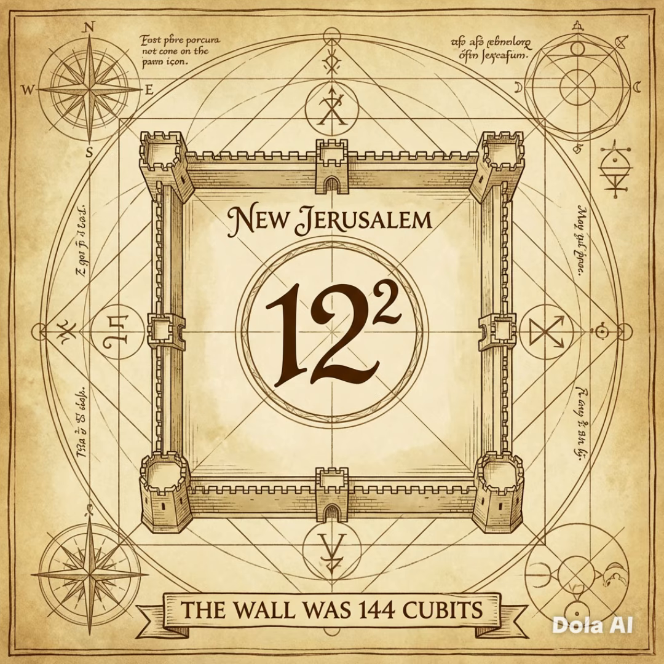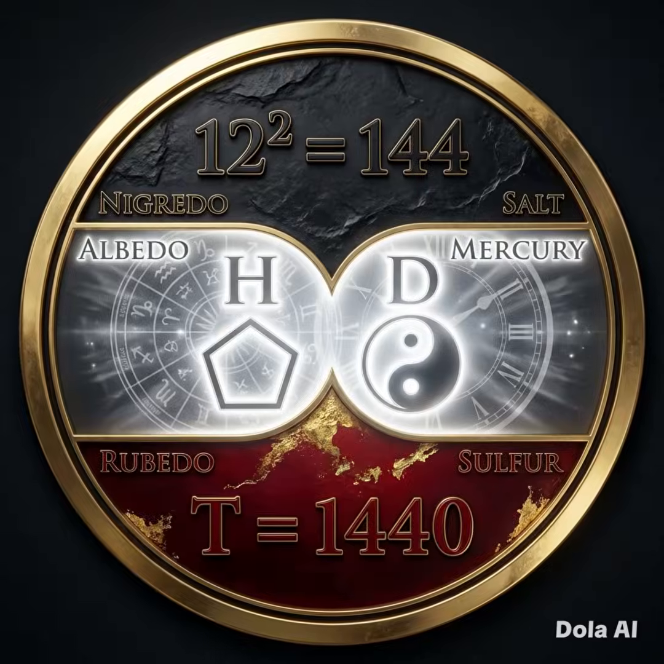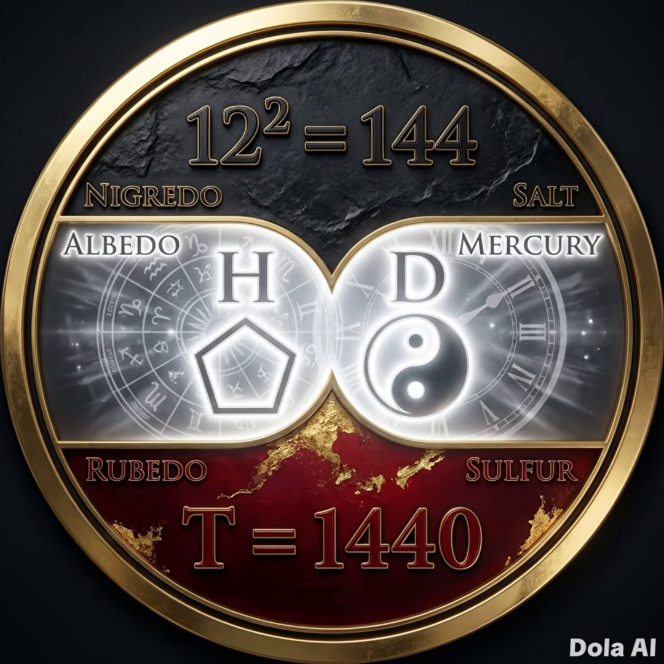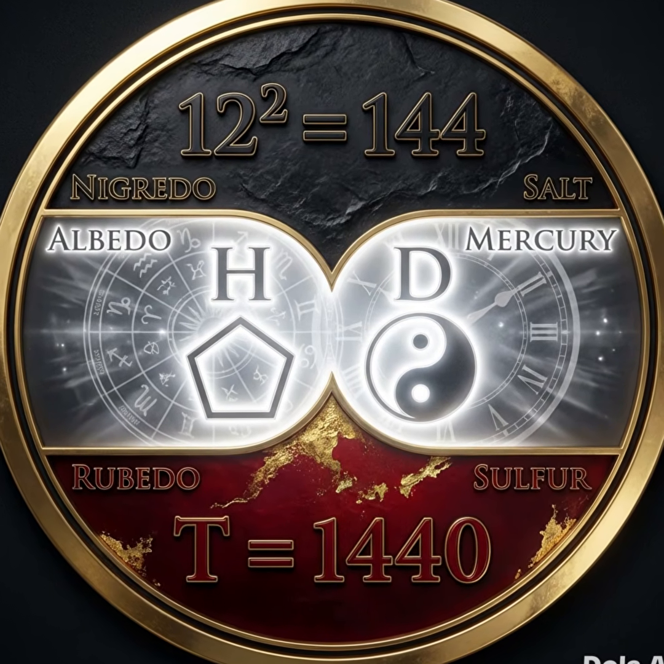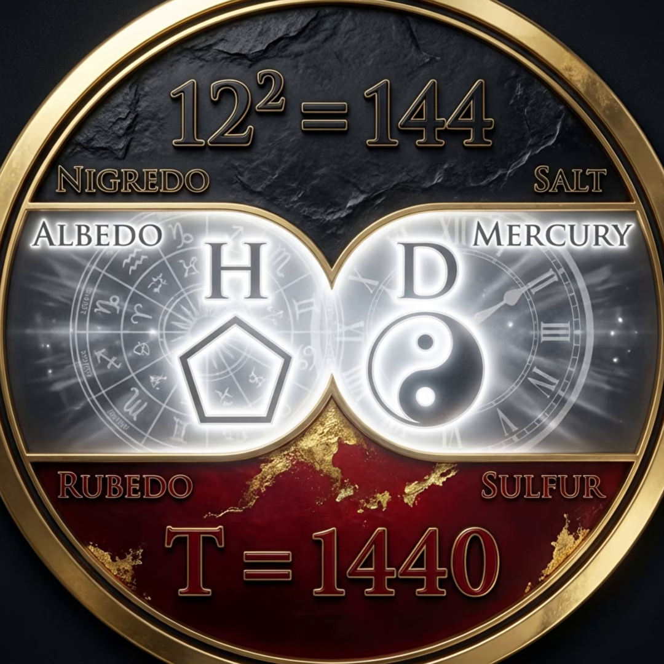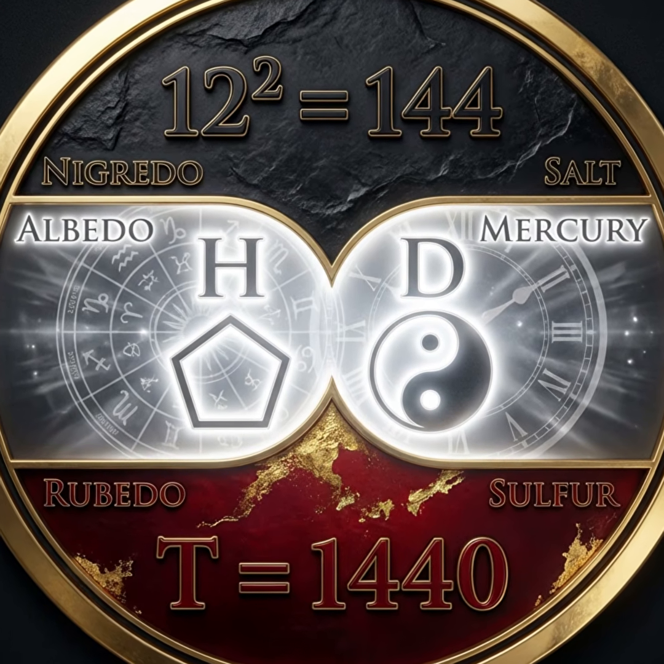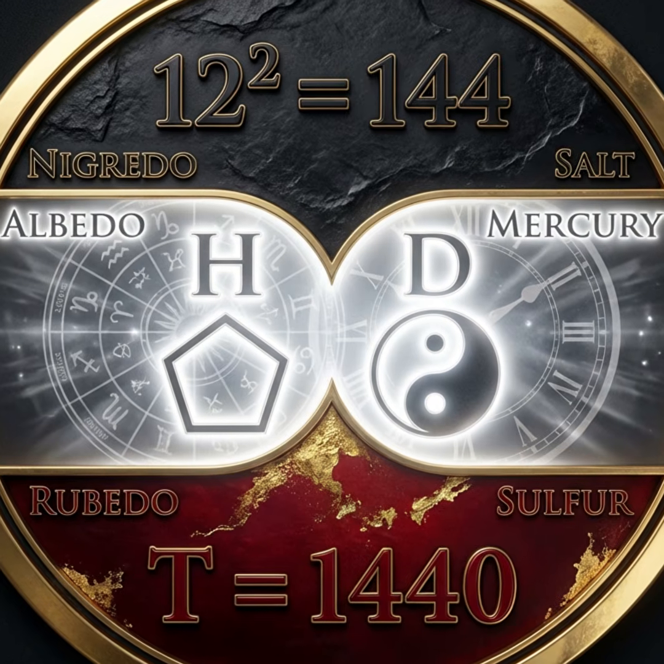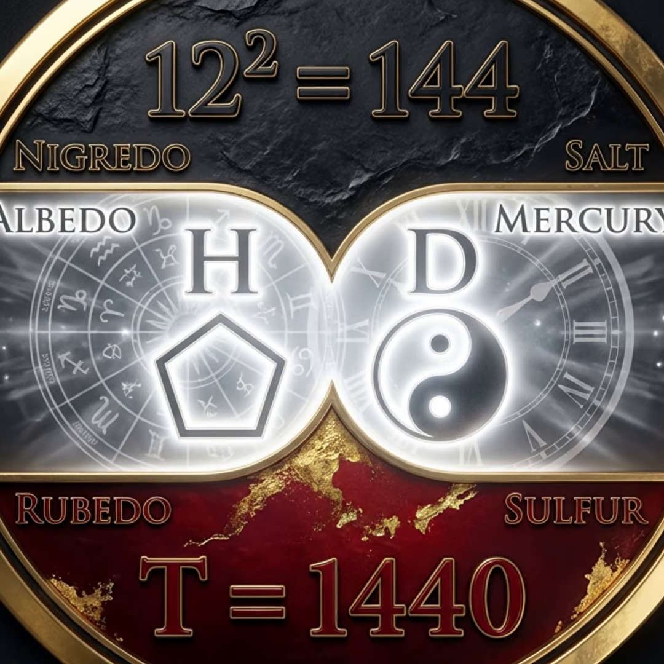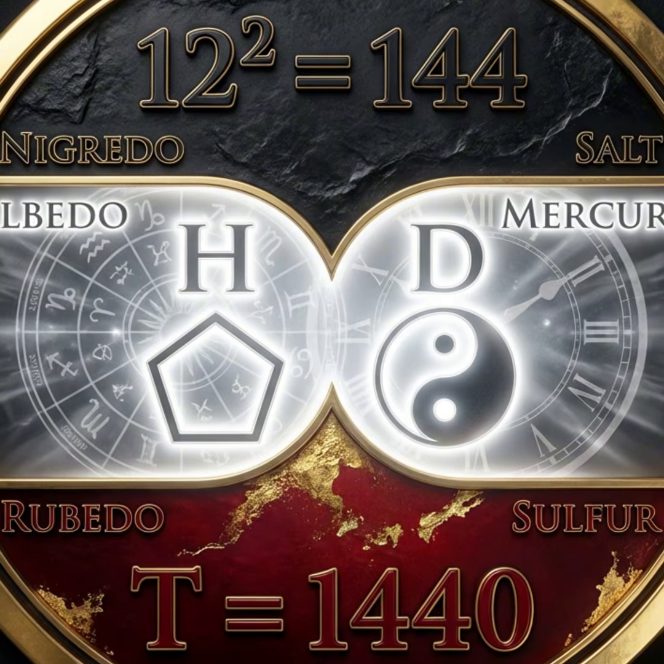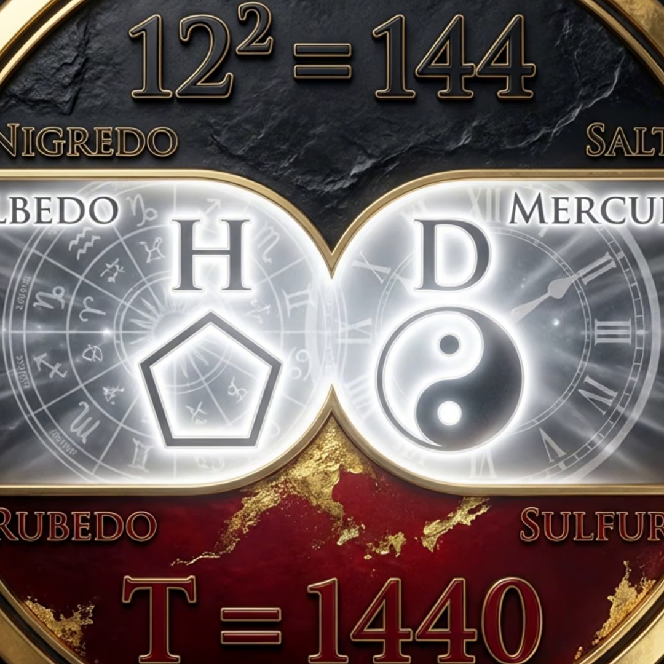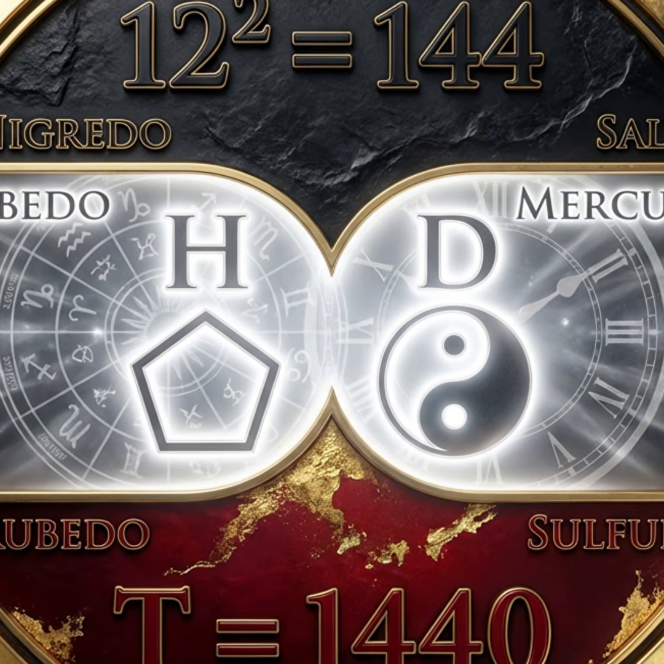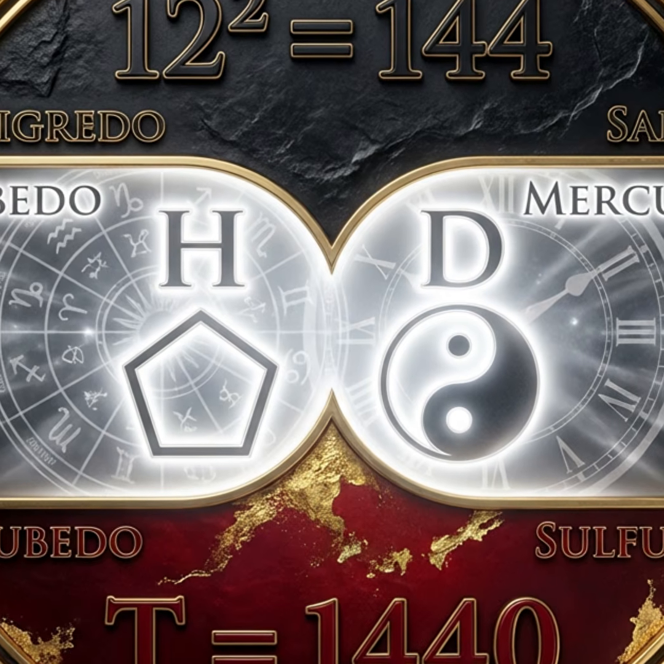Now this stage is very fixed, and it's like the square fixed. So the next stage is called the albedo, and that's the whitening. And that's associated with Mercury and the mind and the spirit. And this is the purification, and it's the silver light. It's washing away the nigredo, the blackness.